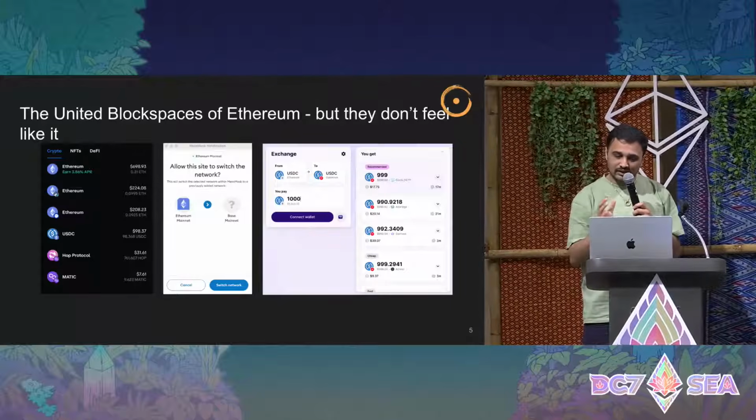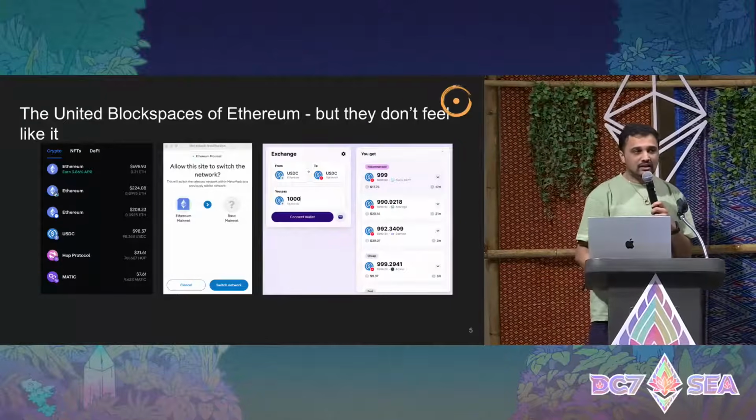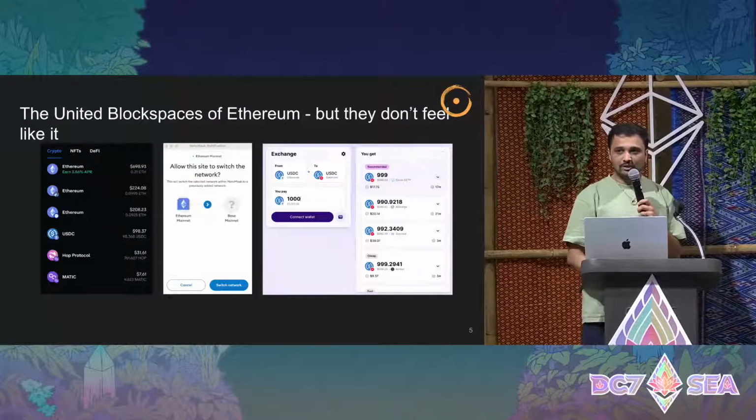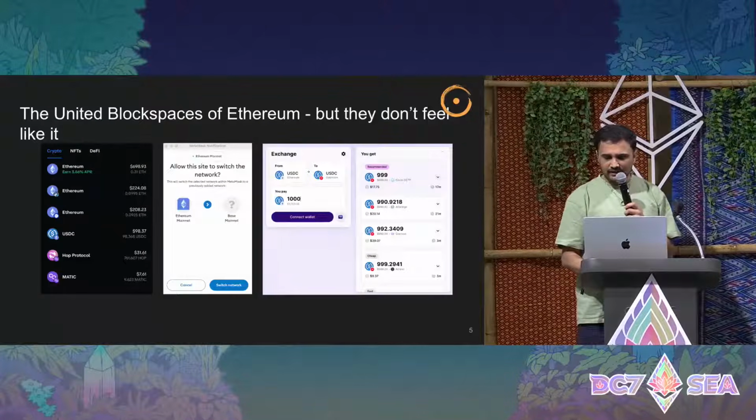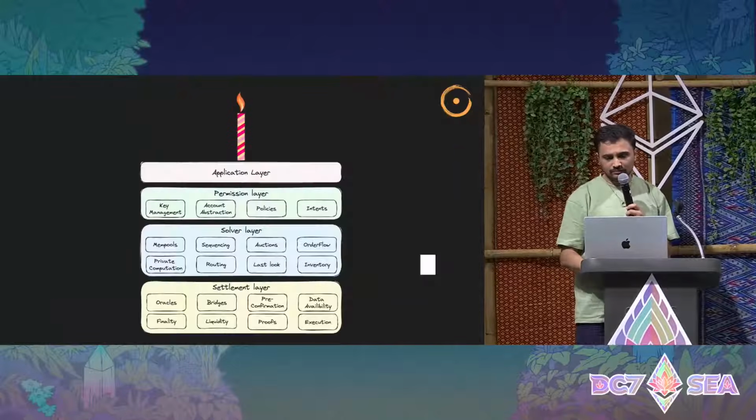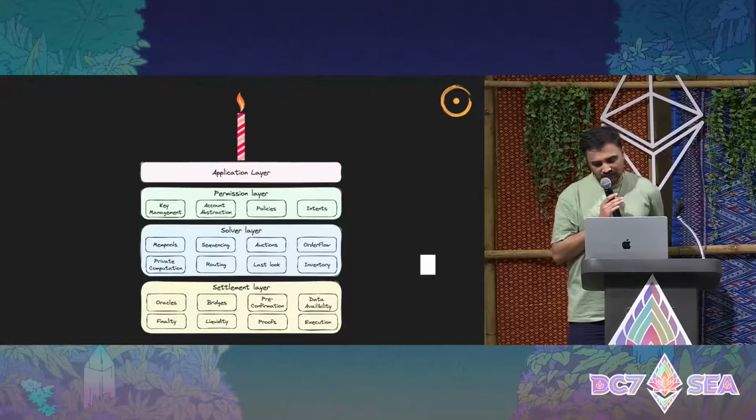And so if you solve these problems, then the Ethereum ecosystem, the whole EVM ecosystem, will feel united again. And so that is, I think, the final vision of what chain abstraction is all about.